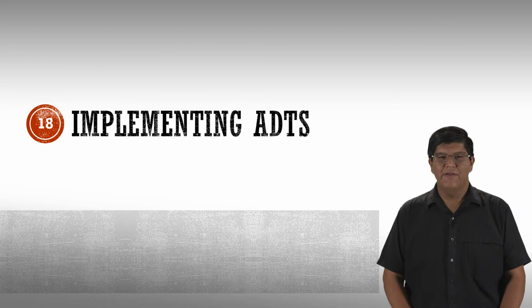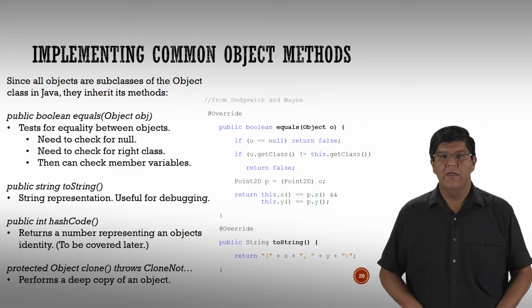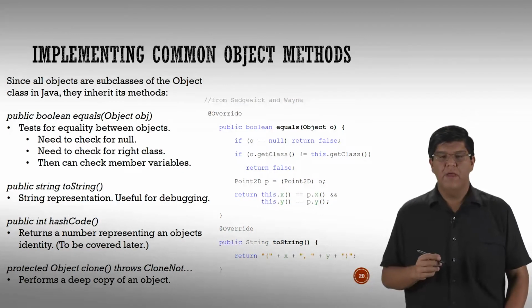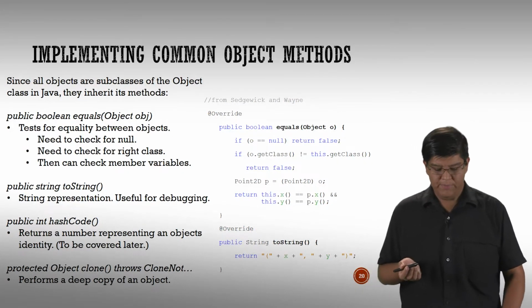Hey folks, in this video we're going to start talking about how to implement ADTs. So the first thing I want to talk about is basically the common methods. So how do we implement those? Now this we already have some good background for, just having been through that 2D point example from our earlier video.